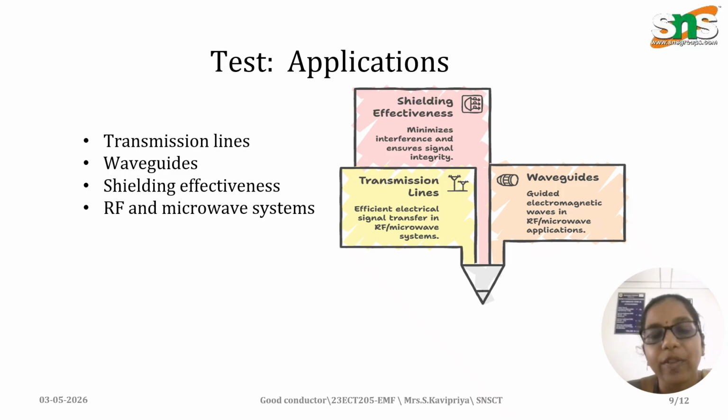Next one is shielding effectiveness. So it is one which minimizes the interferences and it ensures the signal integrity and signal quality. So shielding effectiveness is being involved over here. And finally about the RF and microwave system. So this electromagnetic wave is predominantly employed in the communication systems as well.